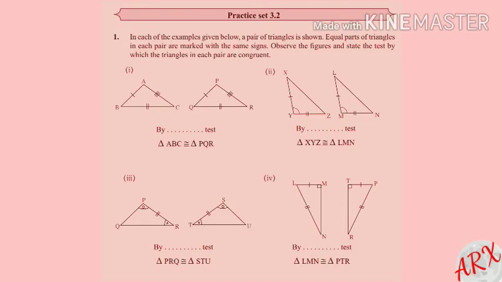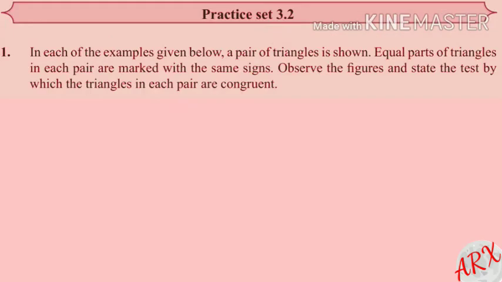Now we will move on to practice set 3.2. Question number 1. In each of the examples given below, pair of triangles is shown. Equal parts of triangles in each pair are marked with the same sign. Observe the figure and state the test by which triangles in each pair are congruent.